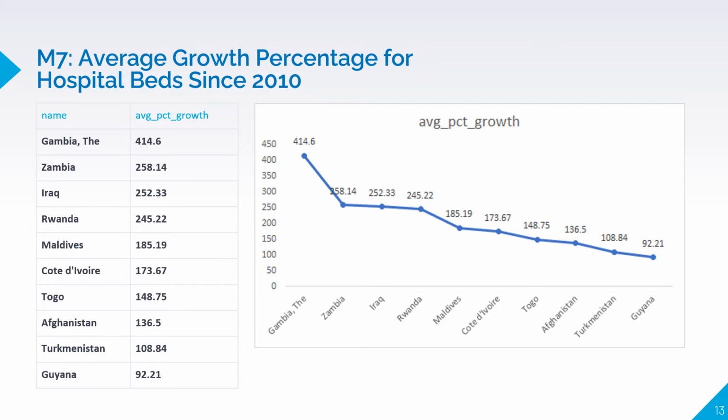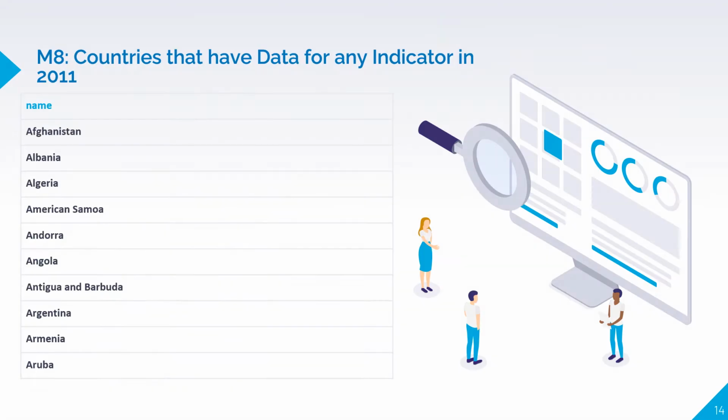For M7, we have the average growth percentage for hospital beds since 2010. As we can see in the chart, the Gambia had experienced the highest percentage increase in hospital beds during this time frame at 414%. On the other hand, the lowest growth percentage was 55.77% in Macedonia.